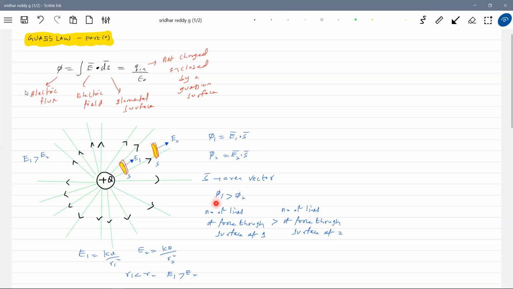So what is the flux? Flux will give us information regarding the number of lines of force. I say flux at 1 is more, which means more lines of force are passing through. How many lines? It will not tell. The electric flux will just give information proportional to the number of lines of force, not how many lines of force. Are you getting the idea now?